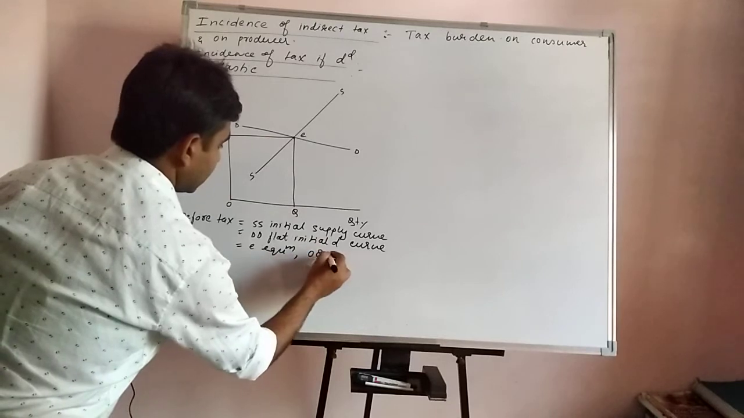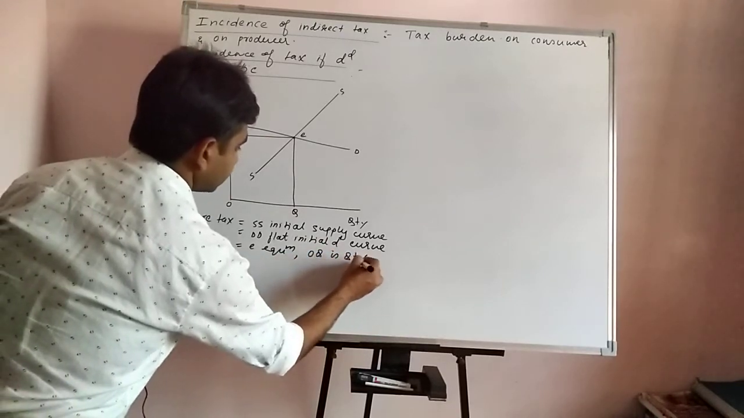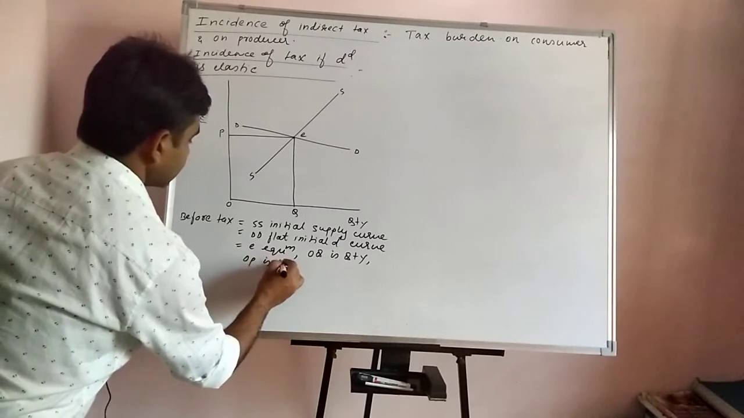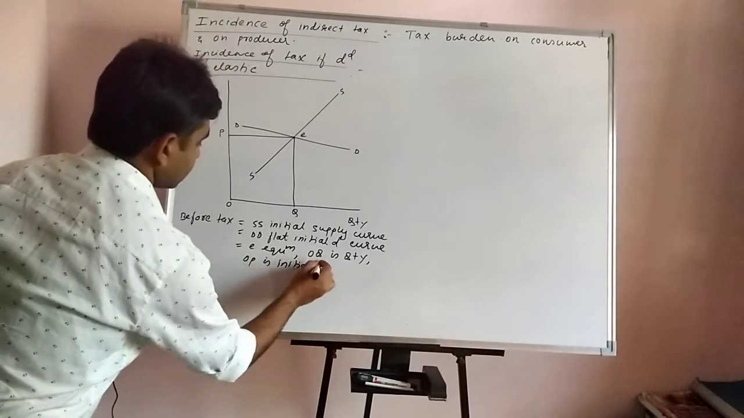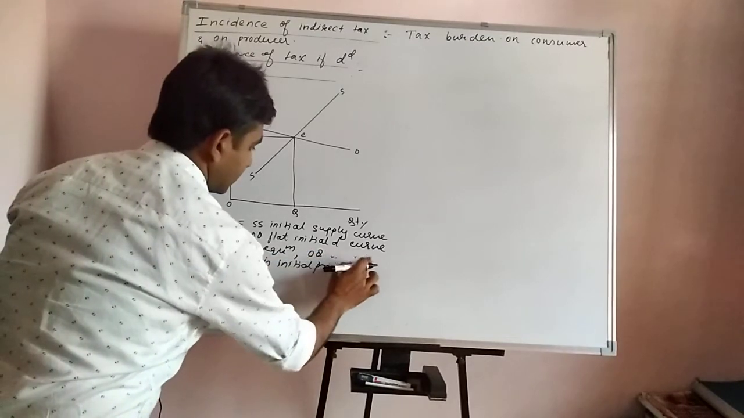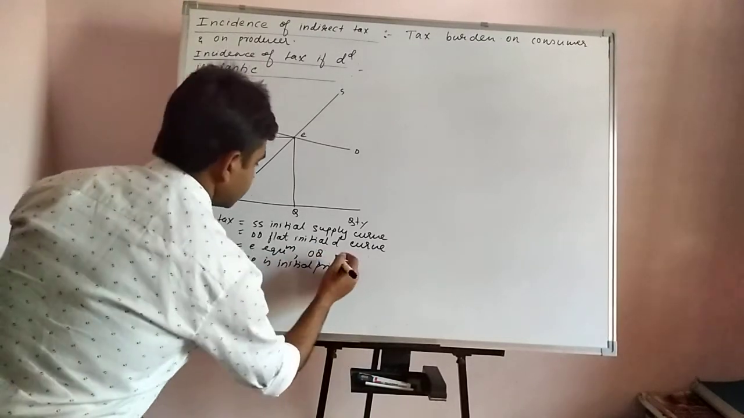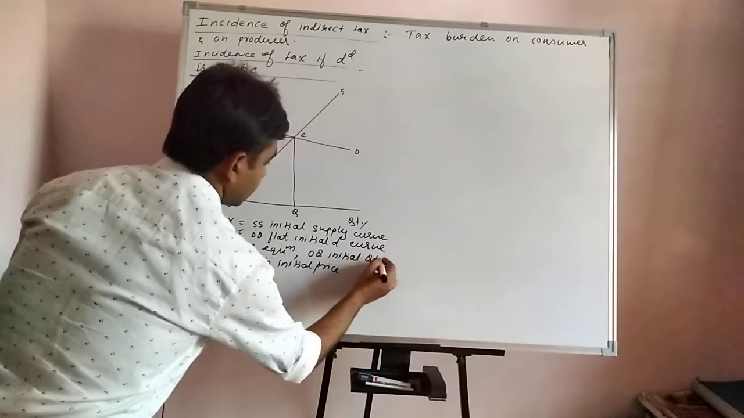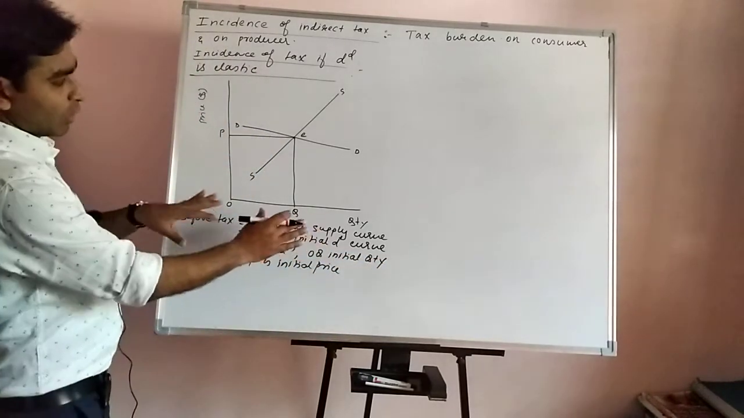0Q is our quantity, and 0P is the initial price. So this is also the initial price. Please try to mention here 0Q, initial quantity. So this is the situation before tax.